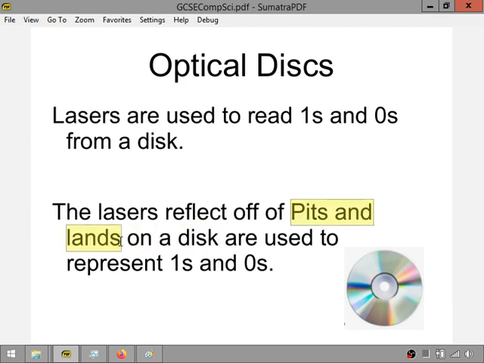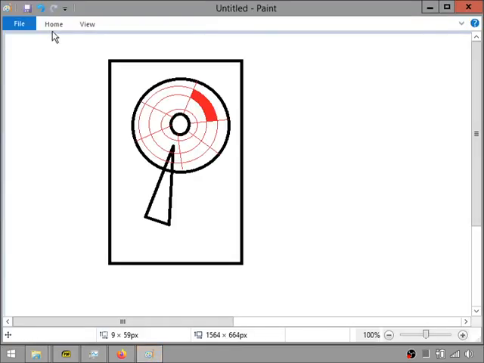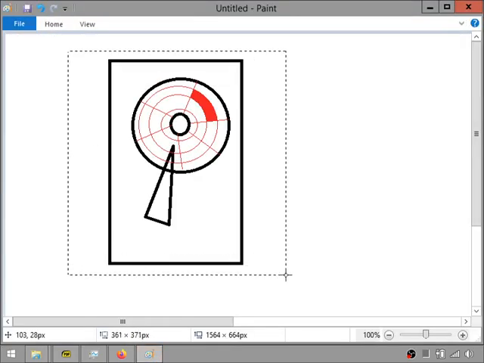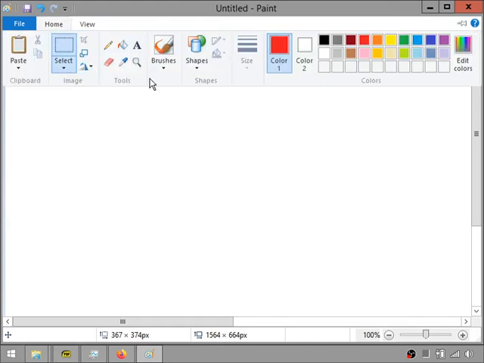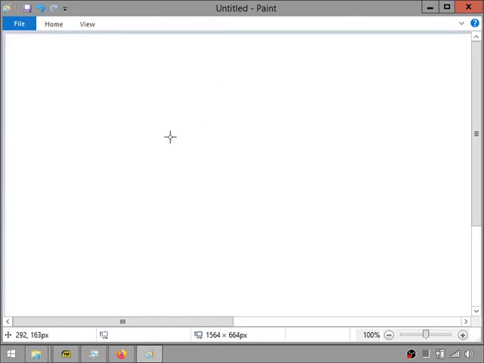Now, pits and lands, you're going to need that terminology for the exam. Pits and lands on a disc are used to represent those ones and zeros. Now, I'm going to draw a really dodgy diagram for you in Paint, just to explain how these pits and lands work. So I'm going to draw a cross-section of a disc, and it's going to be a really bad diagram, so don't hate me for this. I'm just going to try and explain it as best as I can.